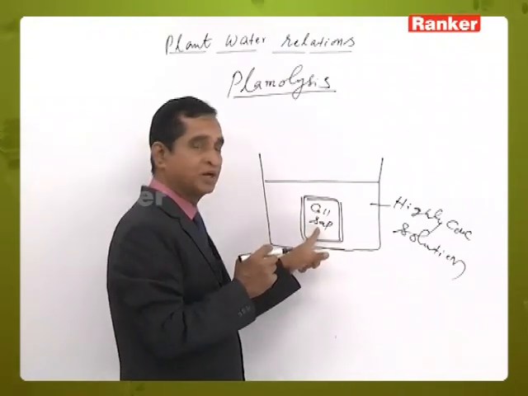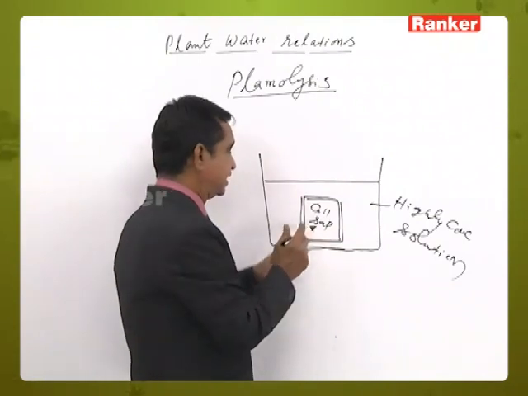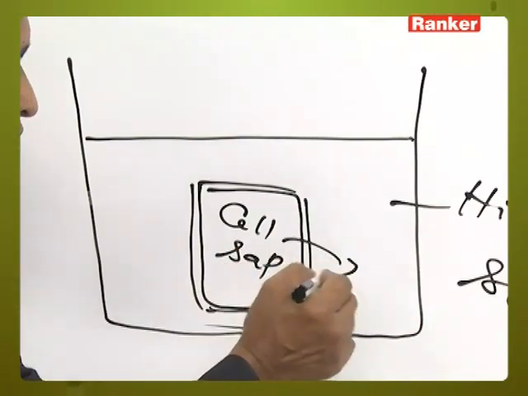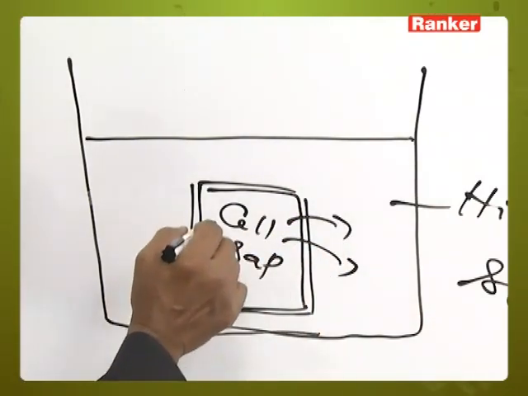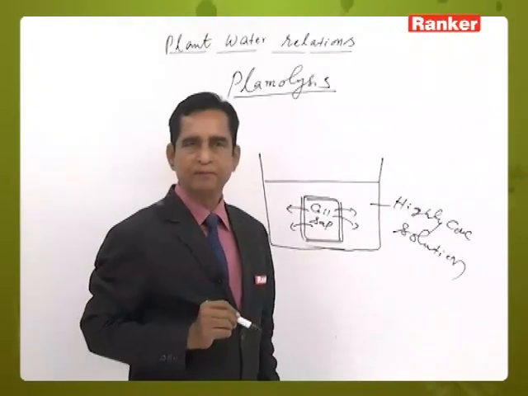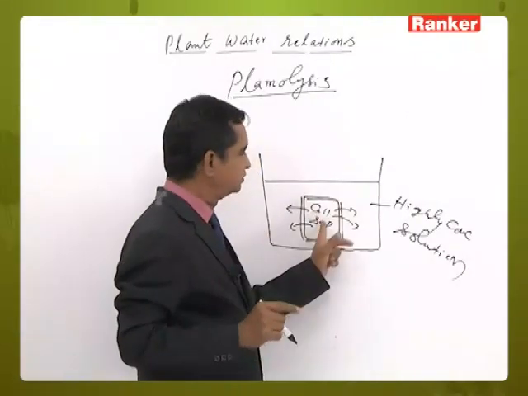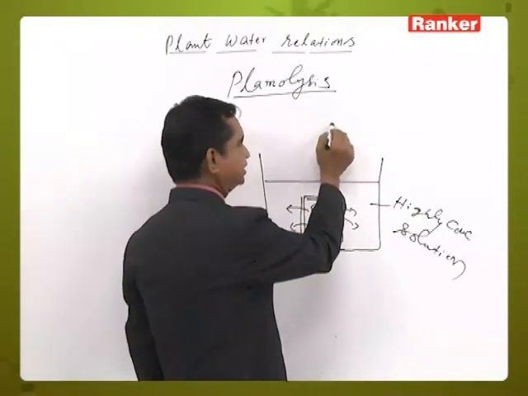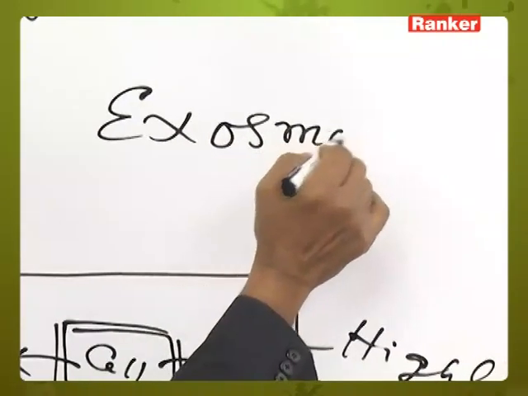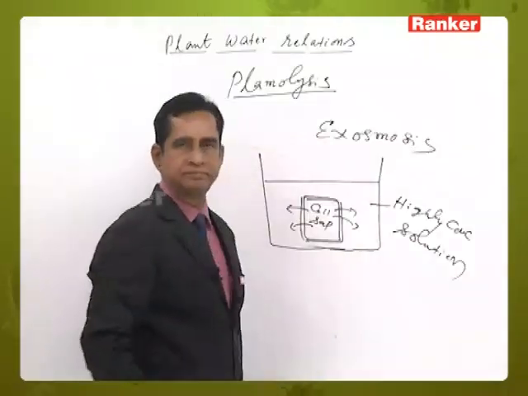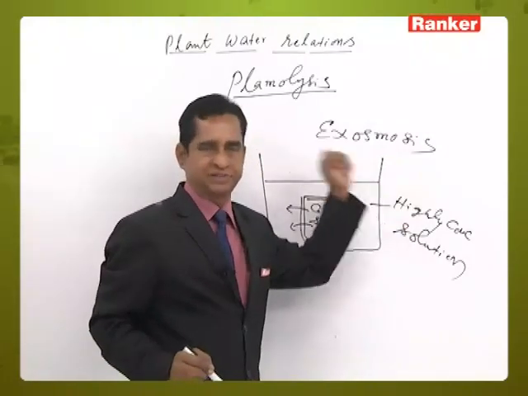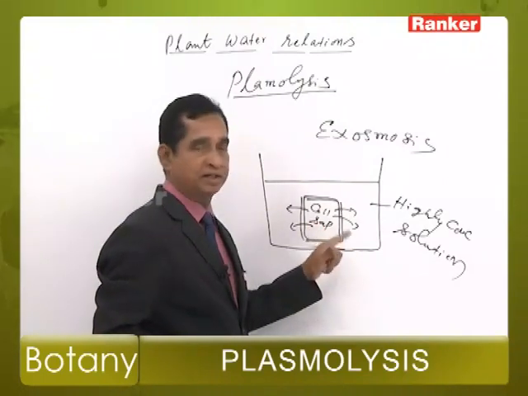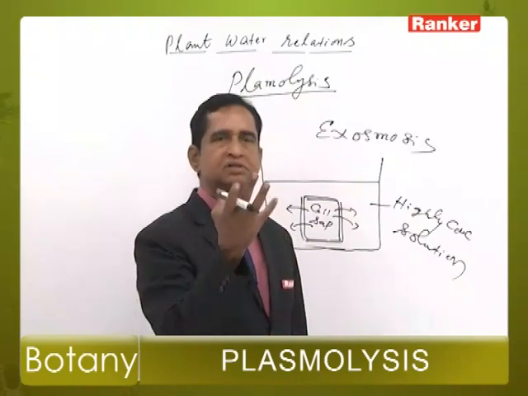So, from high water potential level, that is from lower concentrated solution, water goes out, means the water from the cell comes out. We call it osmosis. As a result of osmosis, what happens? When the cell loses water, naturally the protoplasm shrinks.